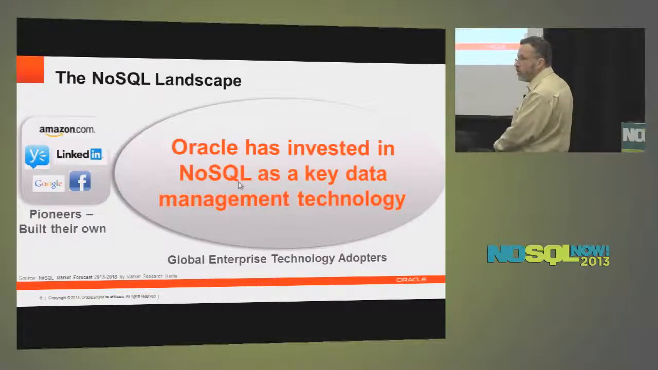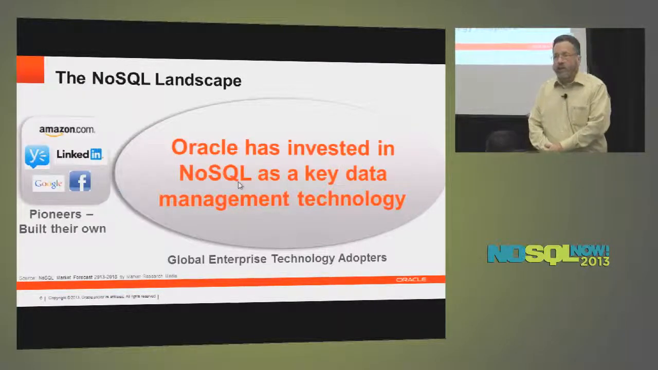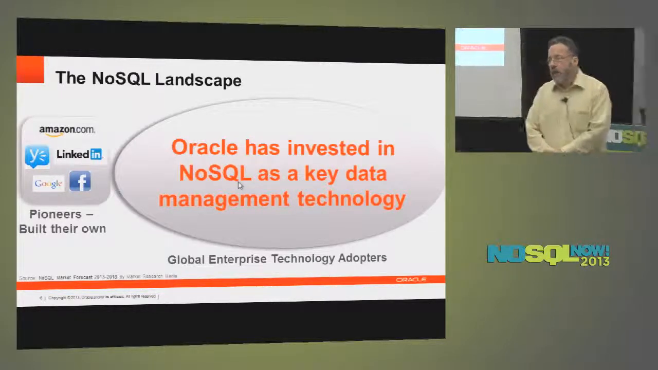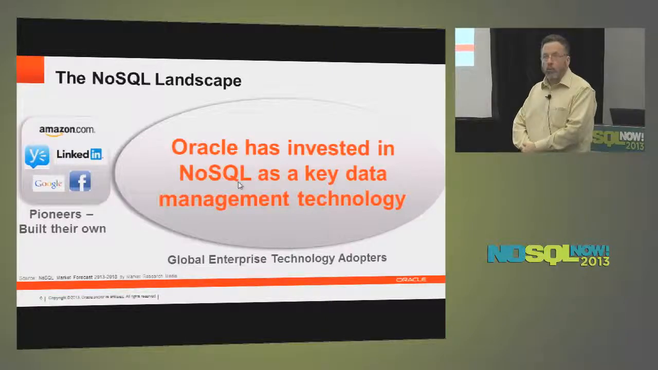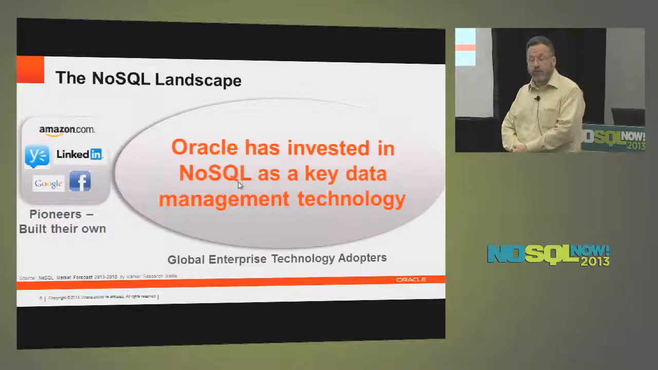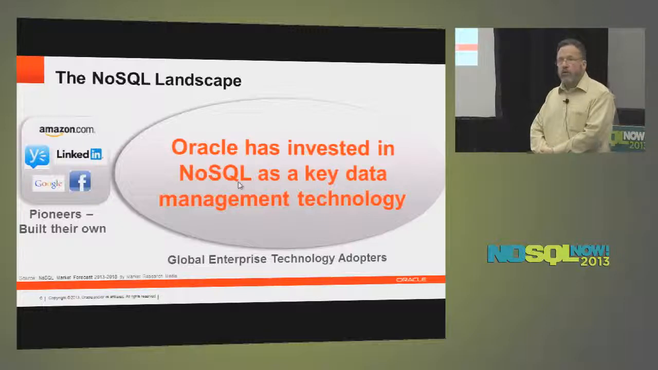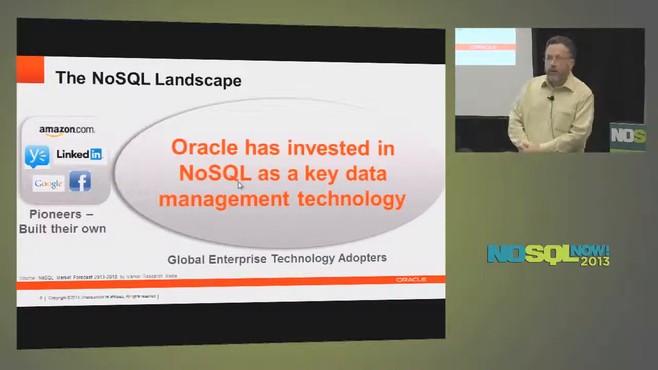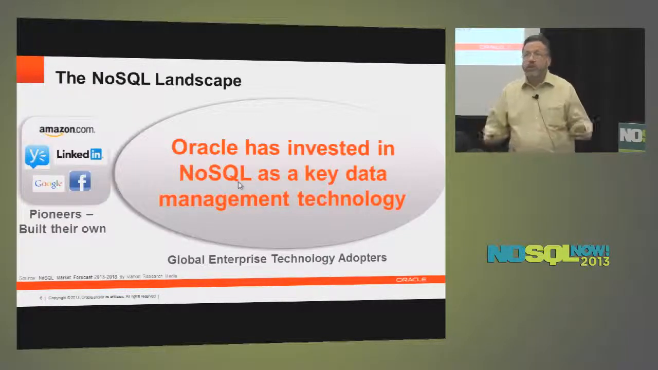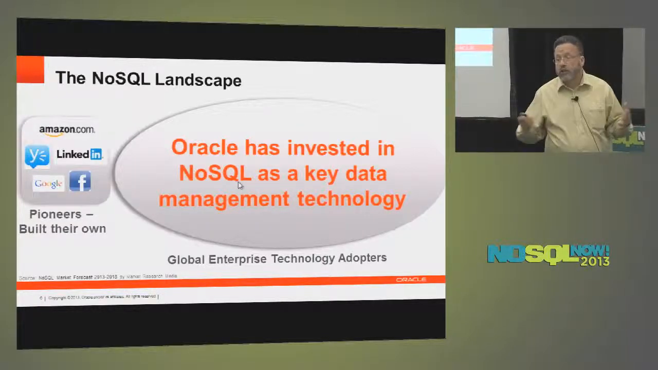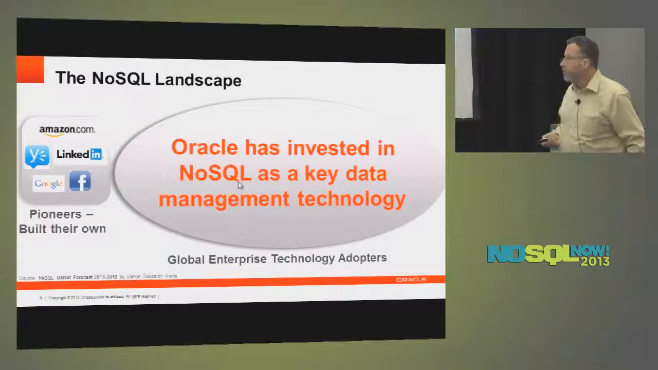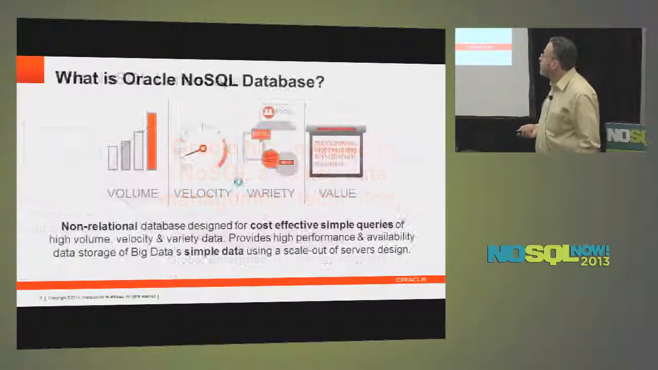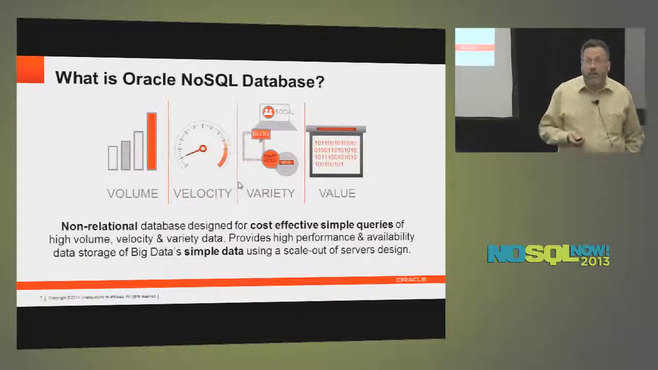So as part of our strategy, Oracle looks at the landscape and says, well, we've got the premier relational database as the cornerstone of our relational data management systems, but we also need to invest and provide customer solutions in the non-relational space. So our data management capabilities span the spectrum of both relational and non-relational technologies, which brings us to where we are today.